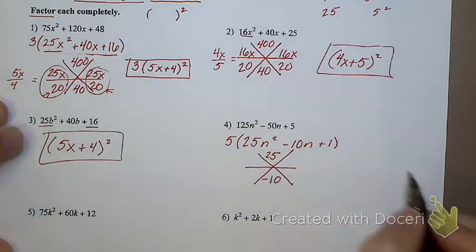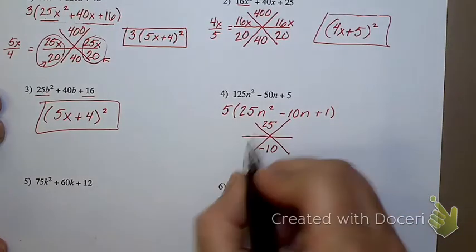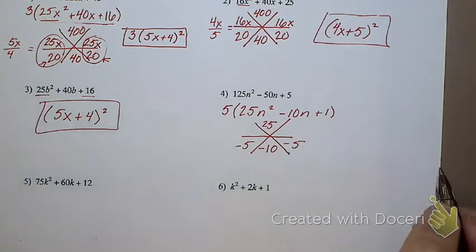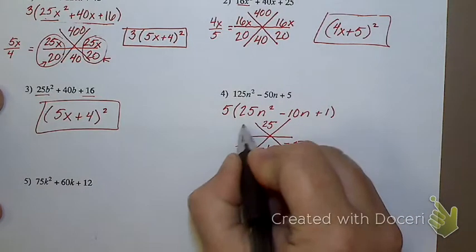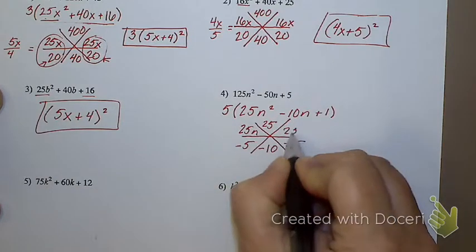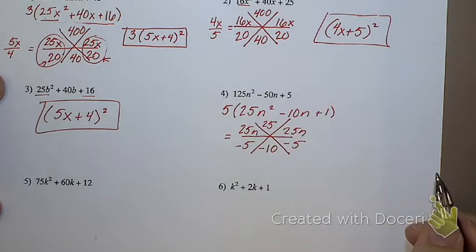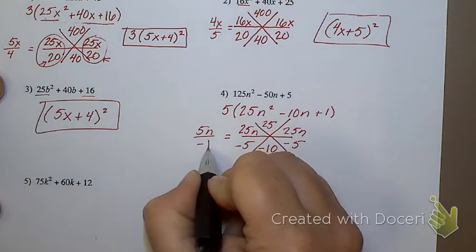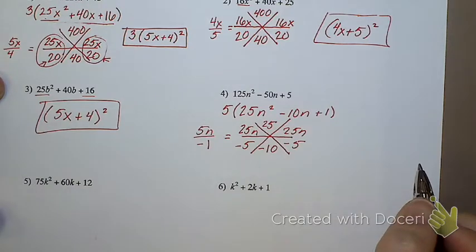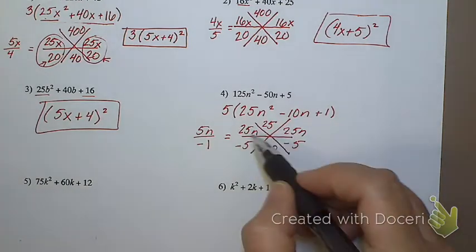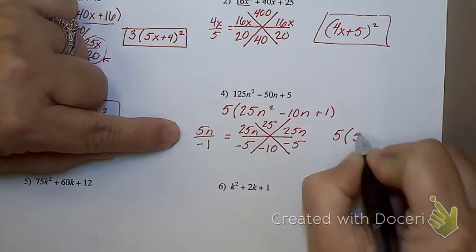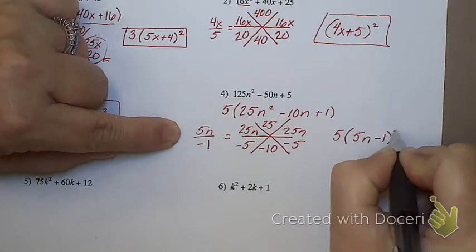What are two numbers that multiply to get 25 and add to get negative 10? Negative 5 and negative 5. Oh, yeah, because you said they're going to be the same. They're going to be the same every time if it's a perfect square trinomial. I put 25n and 25n. And what does this reduce to? 5n over negative 1. So what do I have? I have a 5 out in front, and then I have 5n minus 1 squared.